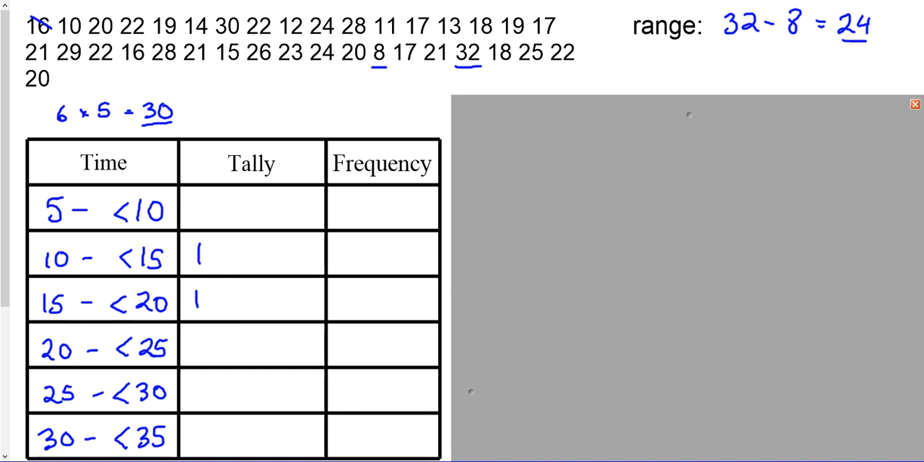Okay, and then I'm going to cross it off. And my 20 definitely goes in this one down here. And 22 goes in that same interval. Okay, so on and so on and so on. So when I go through all of this, what I'll end up with is a series of tallies.